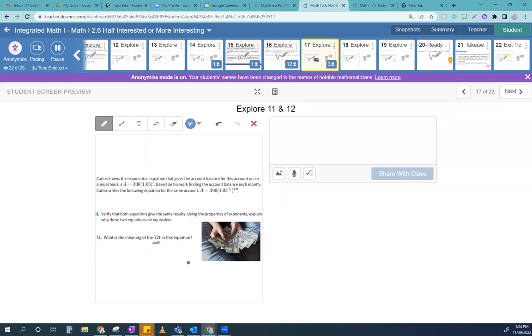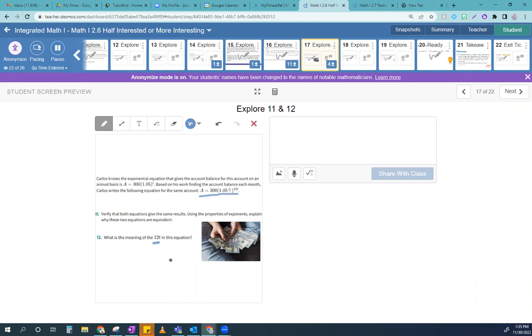So for this, I'm just going to answer with you just because I want to make sure that we're all on the same page. It says, based on this work, the account balance for each month, this is the month calculation. This is the year. So this is the same. These two are exactly the same. The meaning of 12t in this case is you're basing this off of the fact that this is a month. This is based on the number of months.